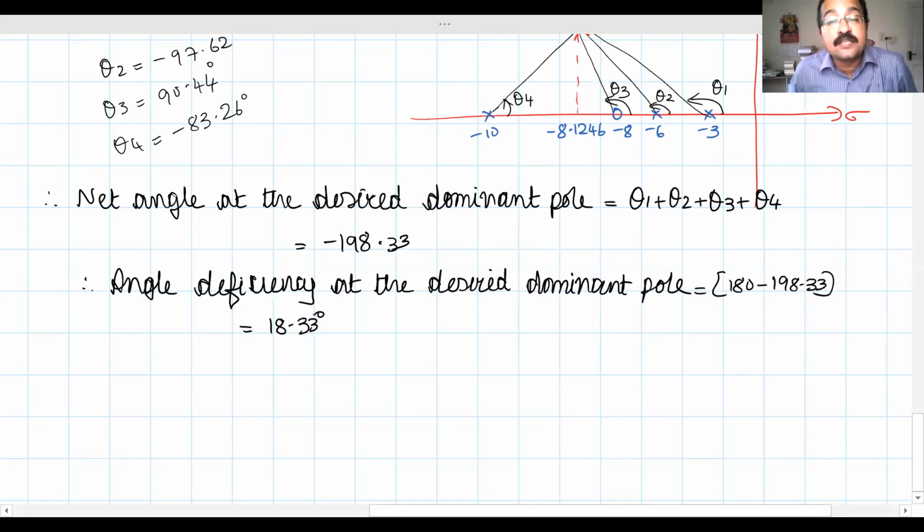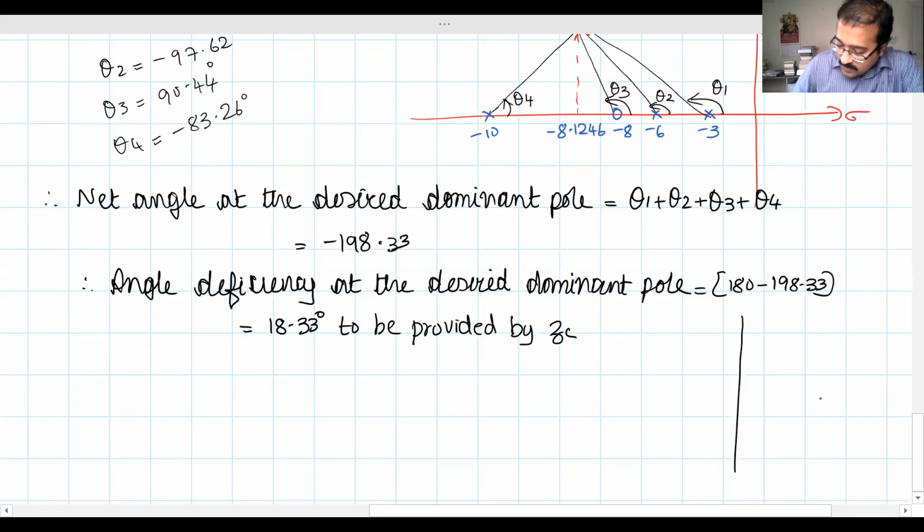Who will give that plus 18.33? The compensator zero has to give it, which has to be provided by ZC. What is ZC? The lead compensator zero.